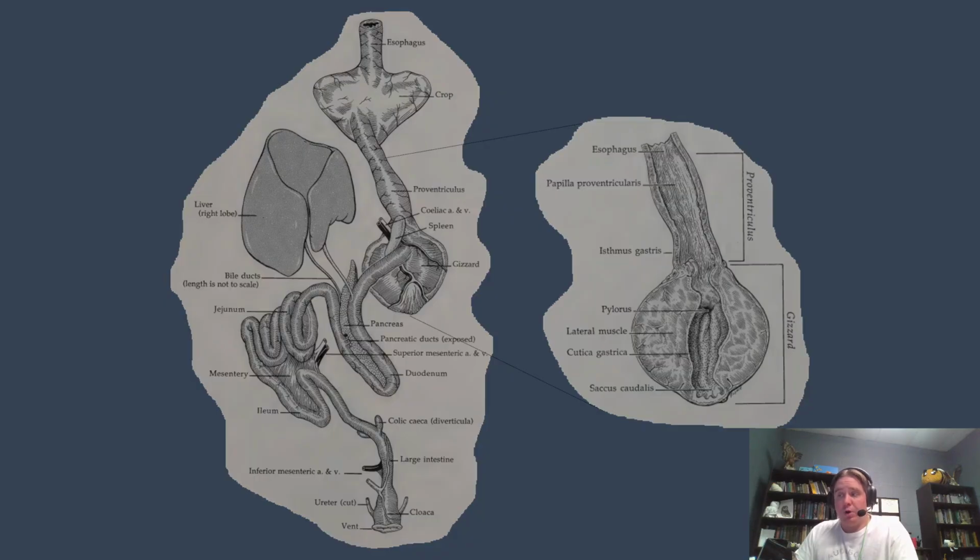The cloaca is an all-purpose hole. It does all of the things, and so it is where waste products, both solid and liquid, are excreted, as well as where reproduction takes place. Everything is connected to this one singular opening. So that's the cloaca, and I think we'll talk more about that when we talk about reproductive system stuff.